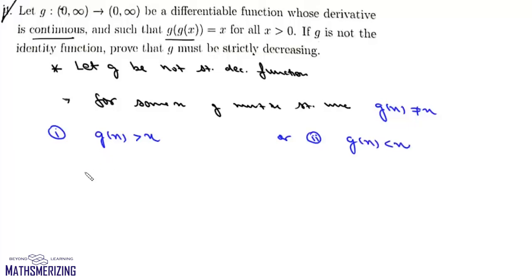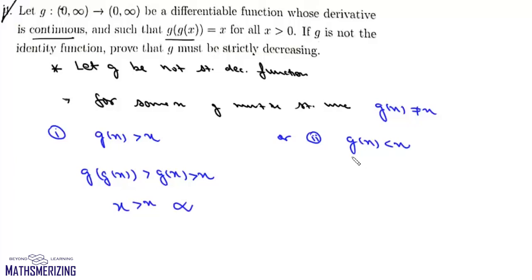Now if we take composition of g, we can write g(g(x)) will be greater than g(x). Since g is an increasing function, the sign of inequality won't change, and g(x) is greater than x. Now it is given that g(g(x)) is equal to x. So from here we'll get the condition that x is greater than x, which is not possible. So g(x) cannot be greater than x.